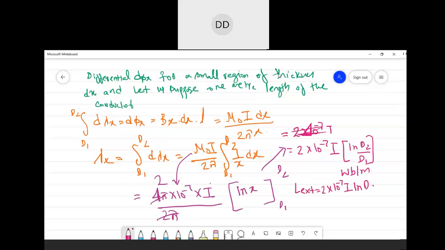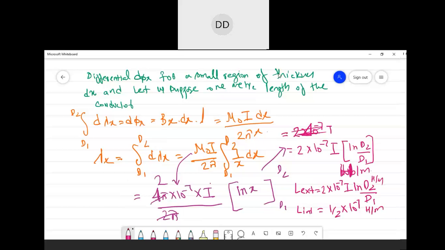ln of d2 by d1, and our L internal value we saw was equal to 1 half into 10 power minus 7. So these are the two values which we found. Our L internal value we found was half in 10 power minus 7, and our L external value we found that. So this is not Weber per meter, this is Henry per meter. Similarly, this is also Henry per meter, and this was also Henry per meter.